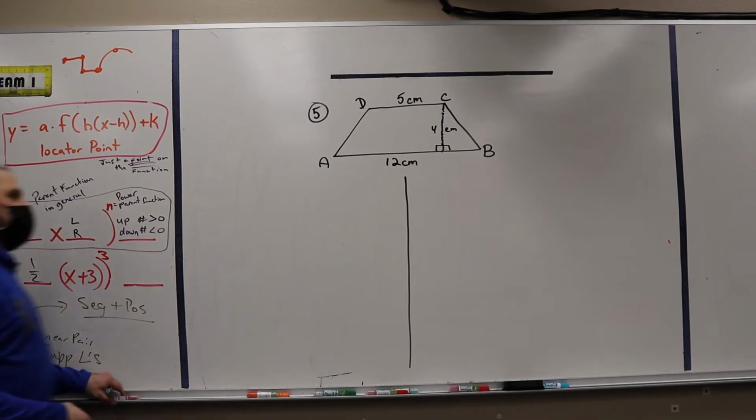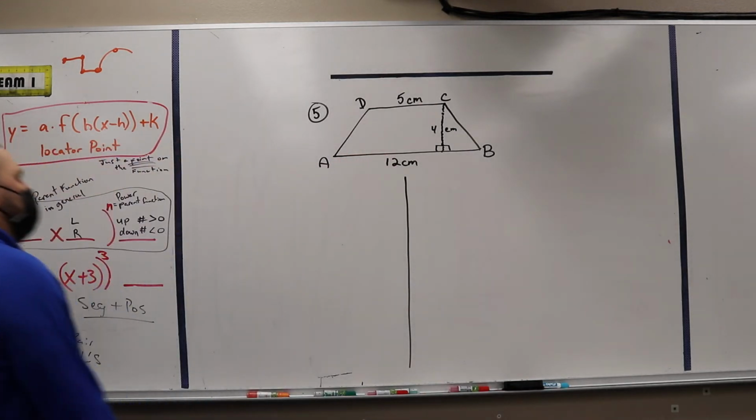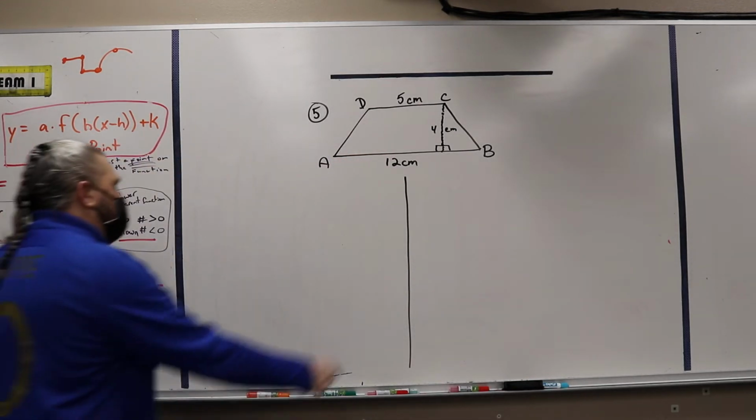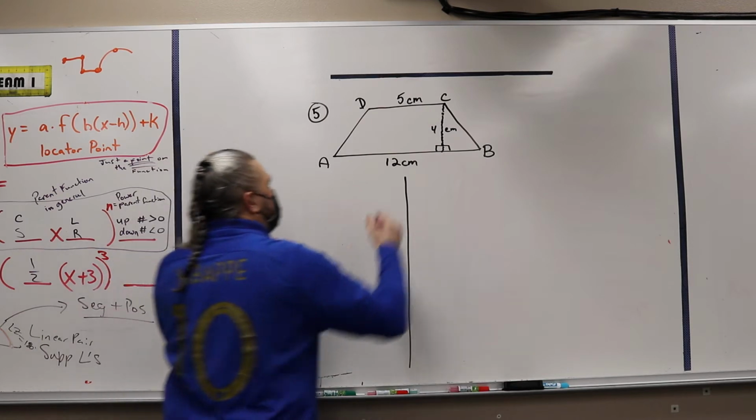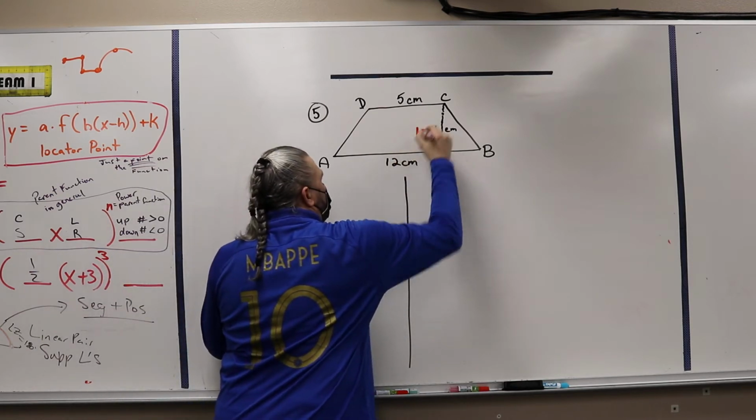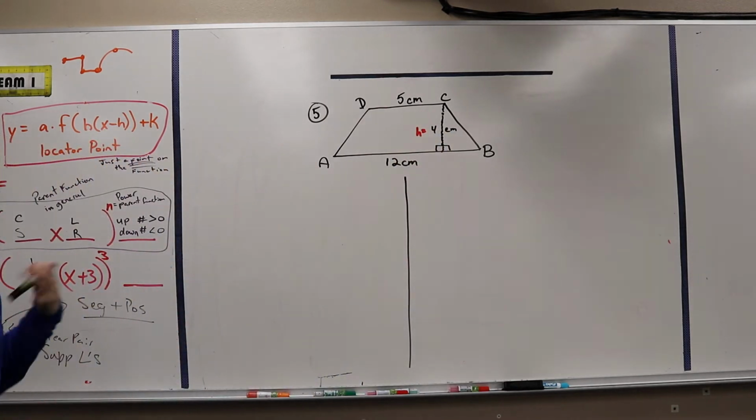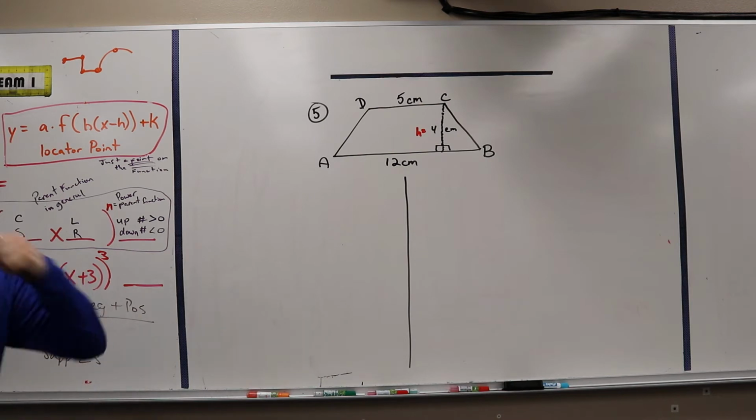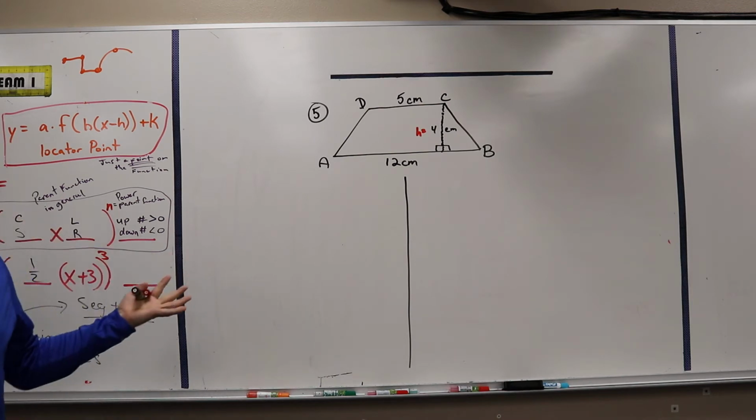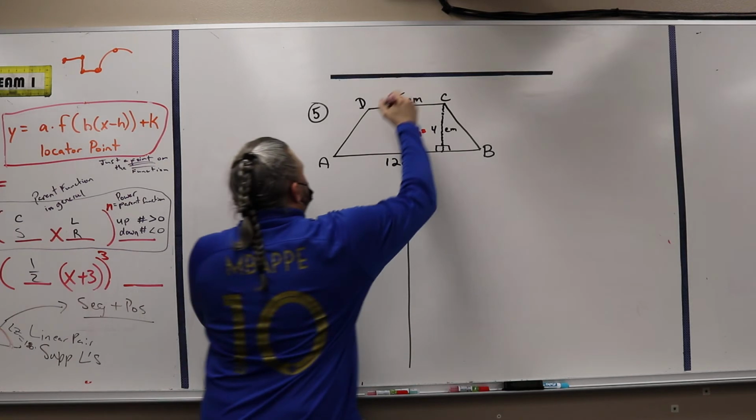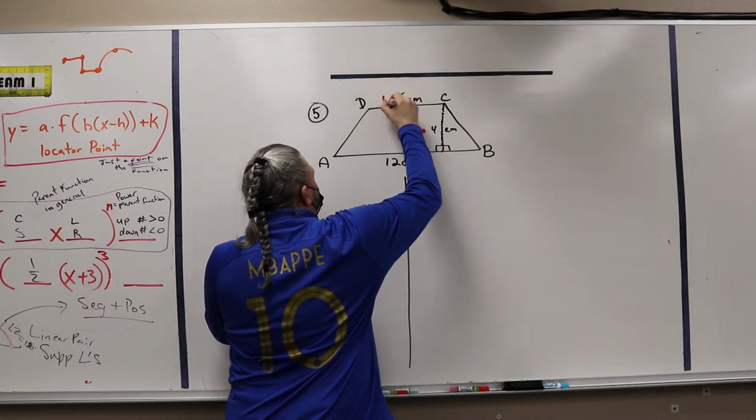We have a trapezoid, right? Where the height is 4. This is your height, right? And your base. Which one do you want to be base 1, top or bottom? Top? Okay. I always go with the bottom, but it's all good.